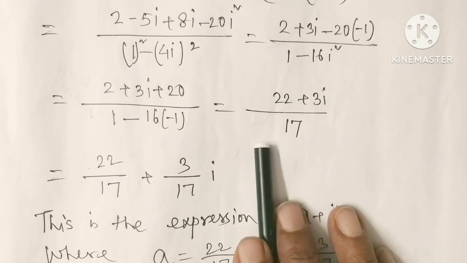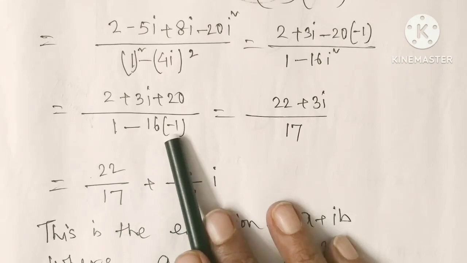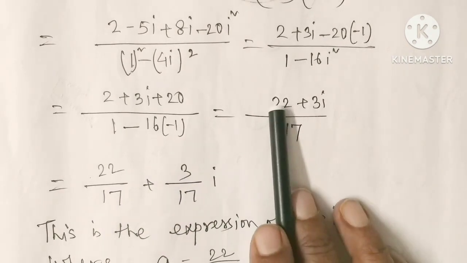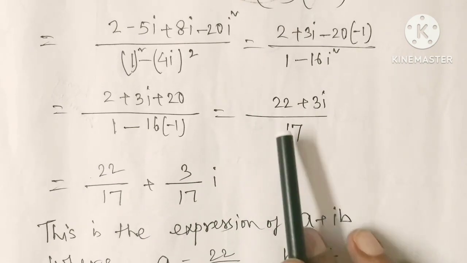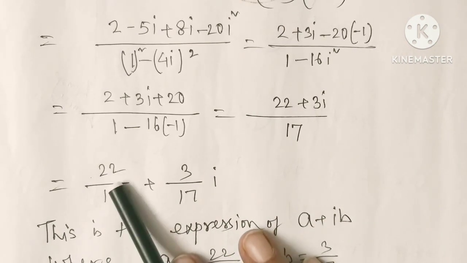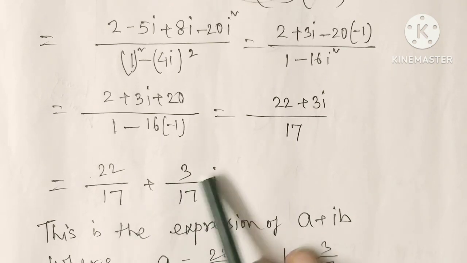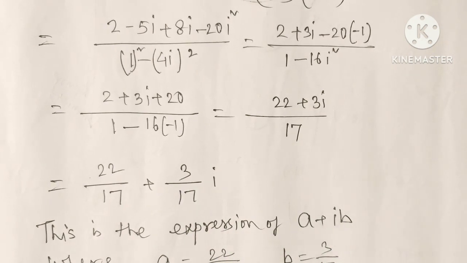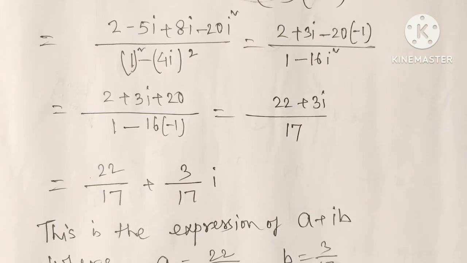The denominator now becomes i-free, that is 1 minus 16 times minus 1, 17, and in the numerator we get 22 plus 3i. Now 22 by 17 is the a part and 3 by 17 is the b part of a plus ib. This is the expression of a plus ib, where a equals 22 by 17 and b equals 3 by 17.